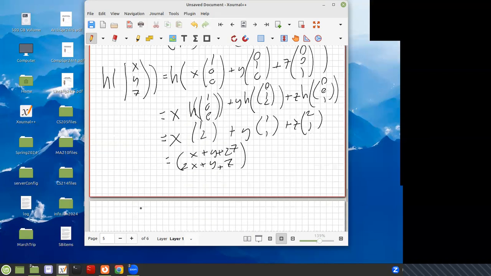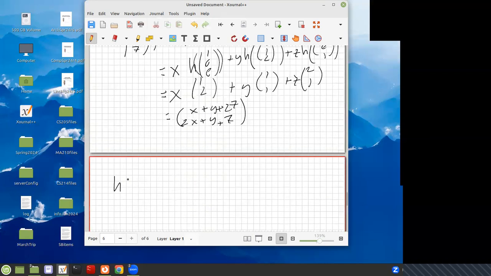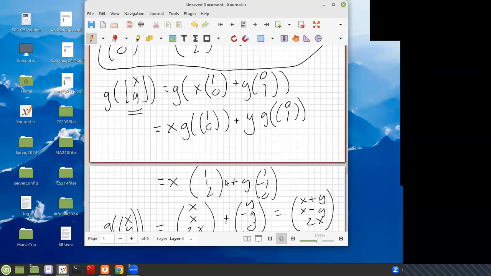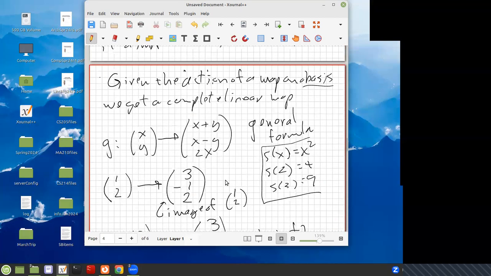which is H of x, y, z equals x plus y plus 2z, and 2x plus y plus z there. And that gives me the general formula. Okay? Well, that's a project in itself.